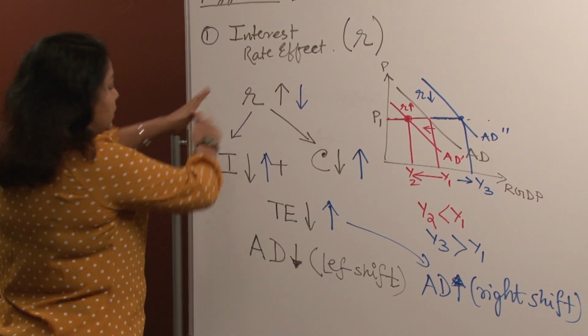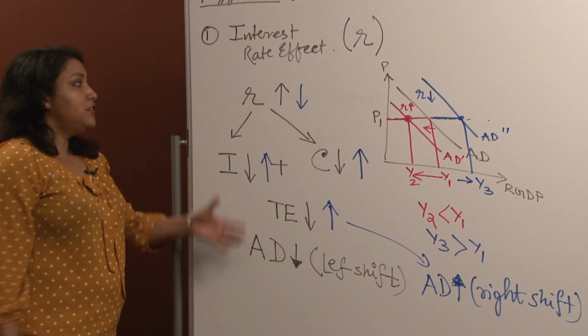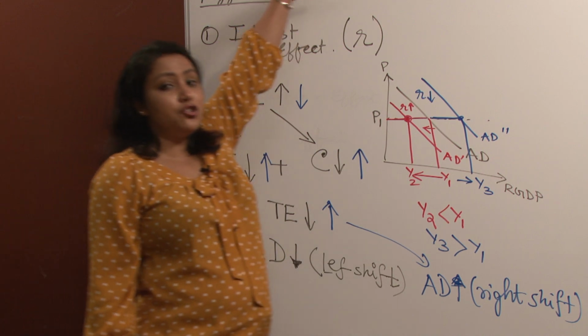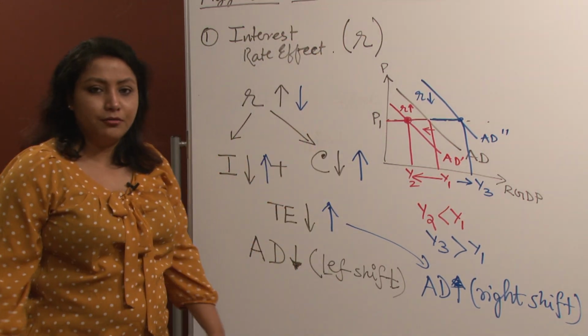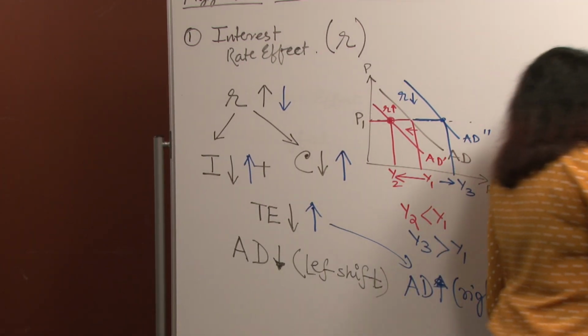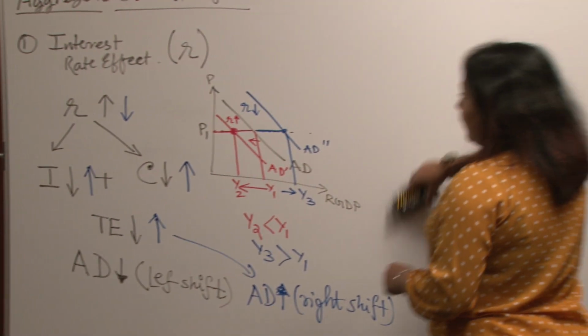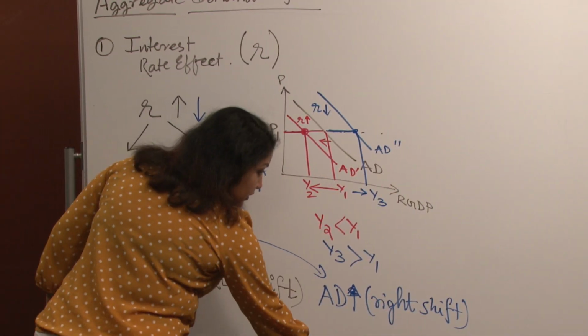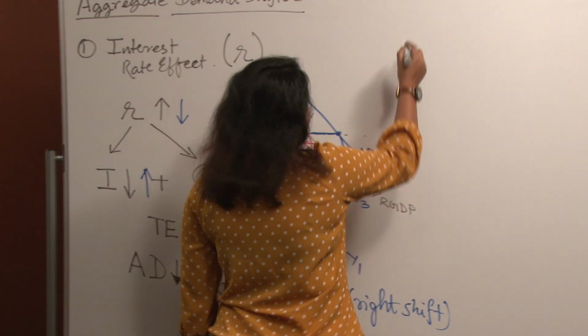So the two sides that I have explained, this is basically the interest rate effect, and this is one of the factors that shifts the aggregate demand curve. Okay. Now the next factor which causes a shift of the aggregate demand curve is called the expectations effect.